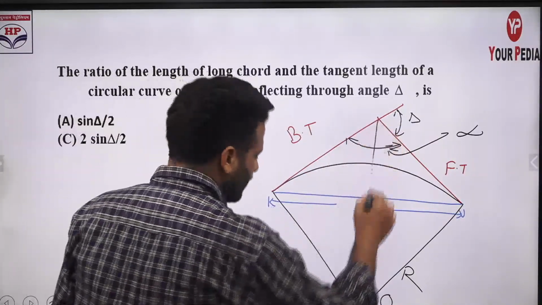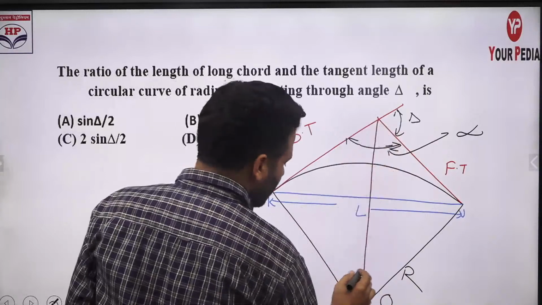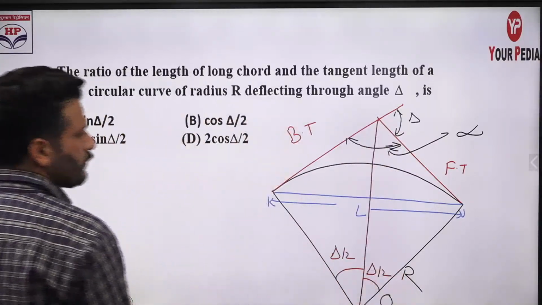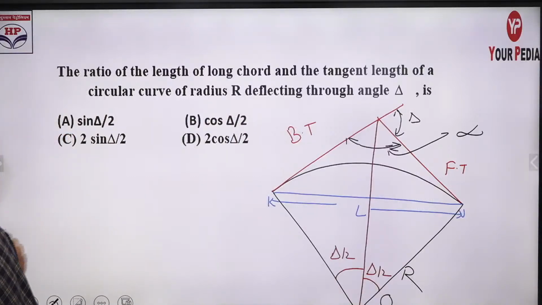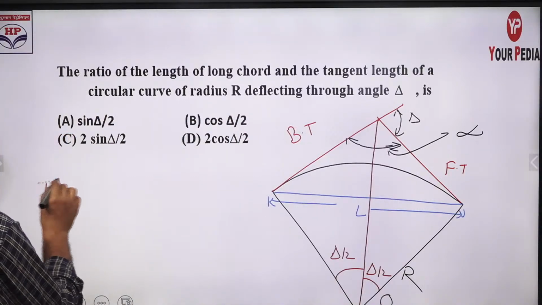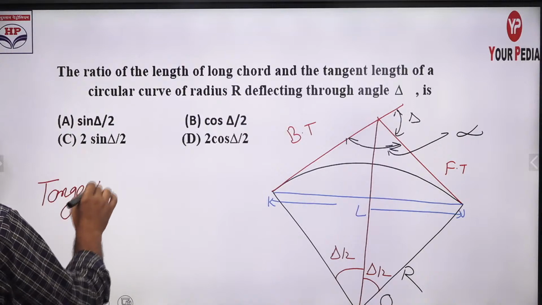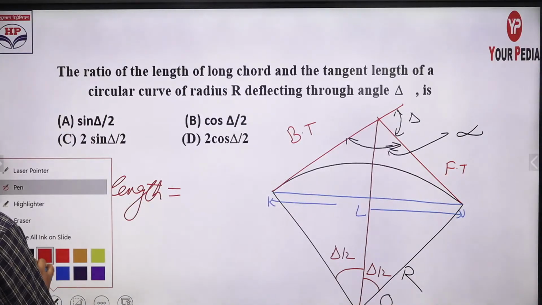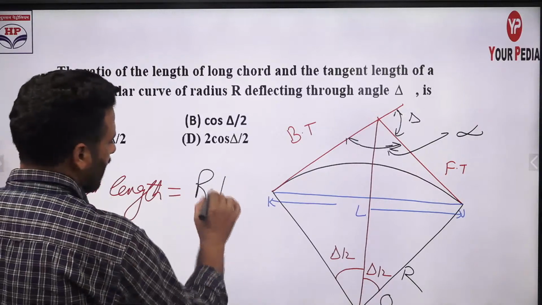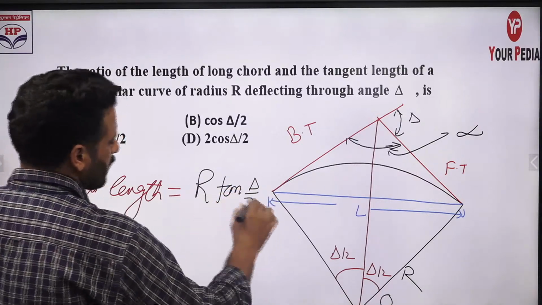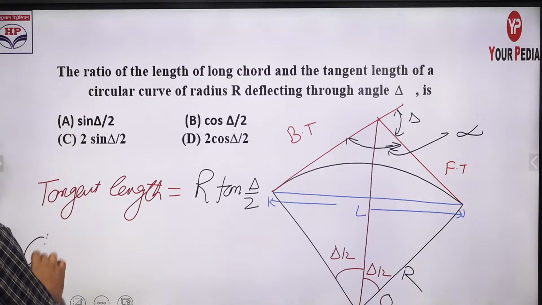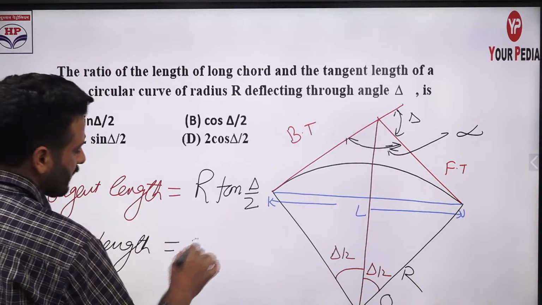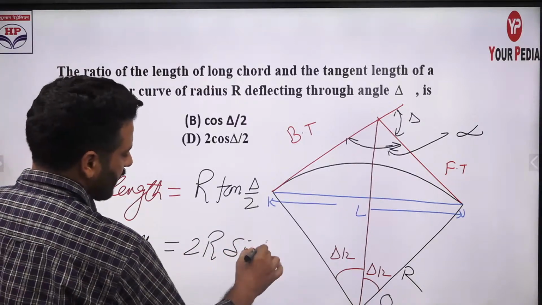If you join this point with the center, this angle will also be delta by 2. This is the property. Now what will be the tangent length? We have a formula we already derived, so right now I'm not going into the derivation. This is r tan delta by 2, the tangent length. And what is the chord length, meaning capital L? This is 2r sine delta by 2.